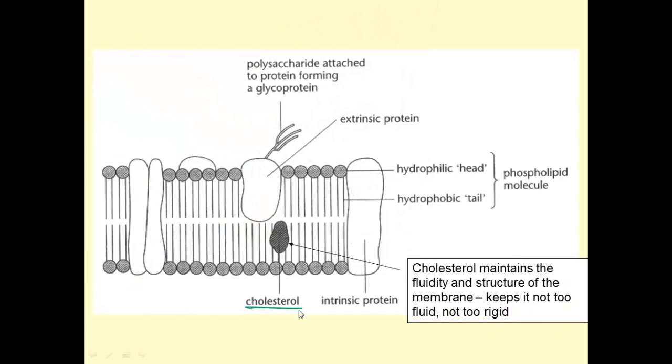This molecule is cholesterol. We need cholesterol. It's not a bad molecule. Yes, we can have probably too much of it in our blood and potentially it causes problems, but we need it in our cell membranes. What cholesterol does is it maintains both the fluidity and the structure of the membrane. It keeps it not too fluid and not too rigid. It's a very useful molecule.